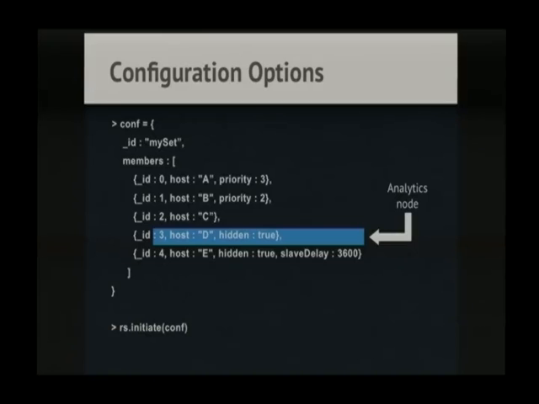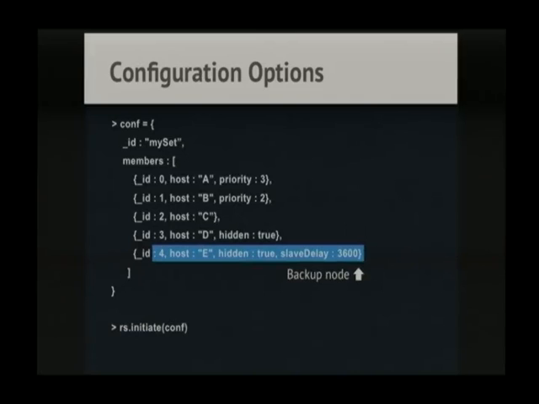The last node here is actually a backup node, and the backup node has a delay on it. The delay means that it's going to be running 3600 seconds behind, so basically I've got an hour delay. So if I accidentally delete something or do something terrible on the primary, I've got an hour's window to go back and recover that from the backup node.